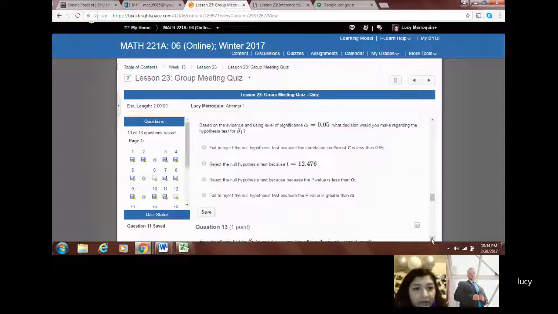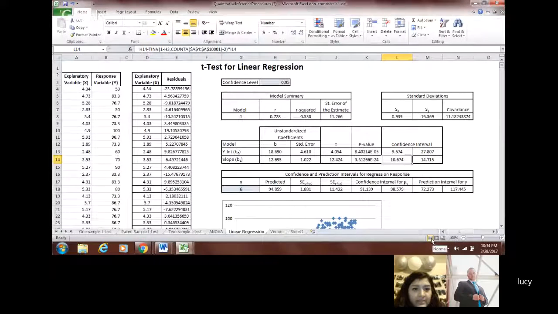Question 12. Based on the evidence and using level of significance, alpha equals 0.05, what decision would you make regarding the hypothesis test for beta 1?